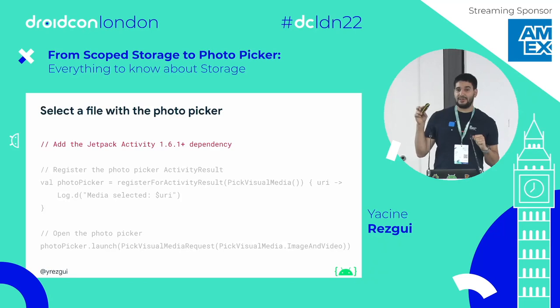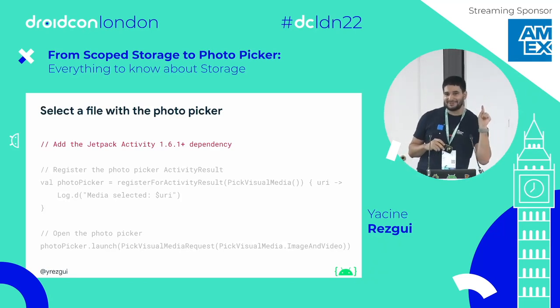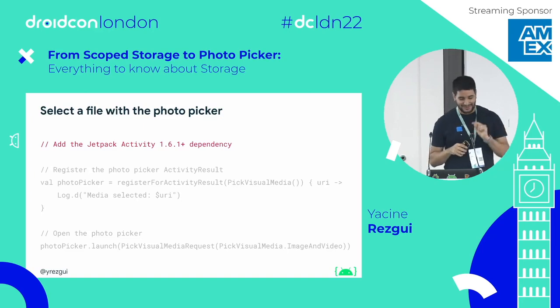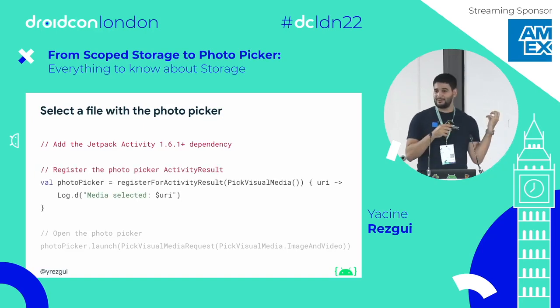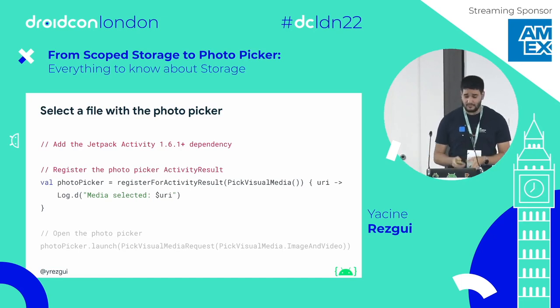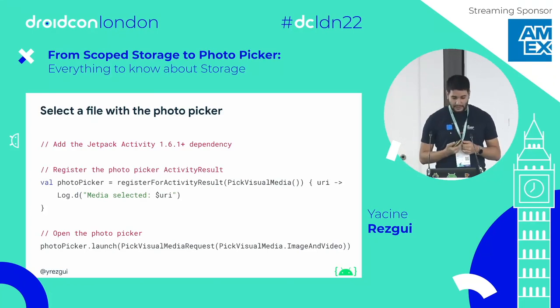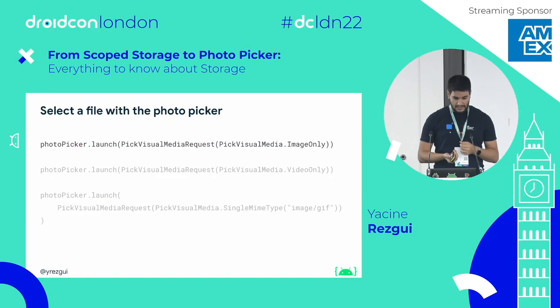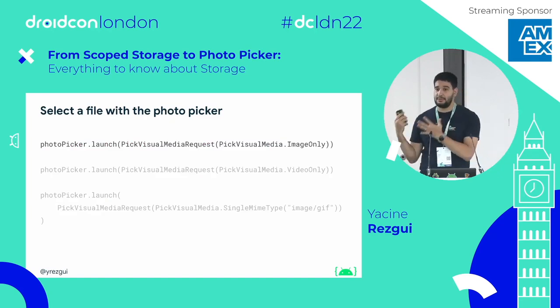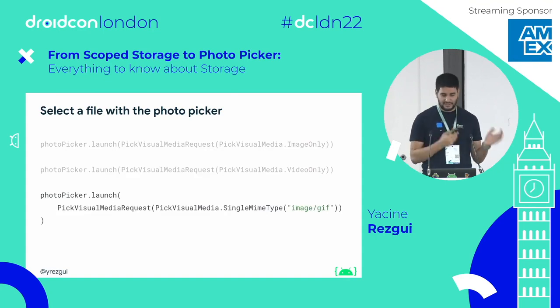So make sure to add the latest version. I added a small bug by mistake, so that's why you need to make sure to get the 1.6.1. And similarly to what we saw earlier, we register that specific contract. You get a URI back, and you just have to select with image and video. If you want something different, if you want just image, you can put image only. Video only, or if you want a specific MIME type like GIF files, you just need to do that.